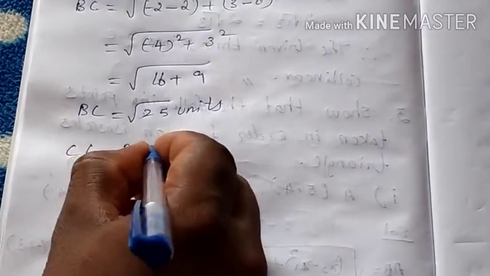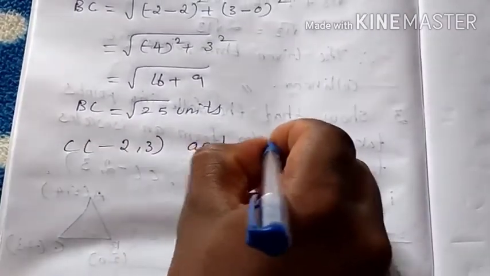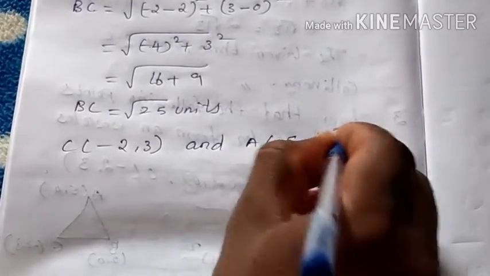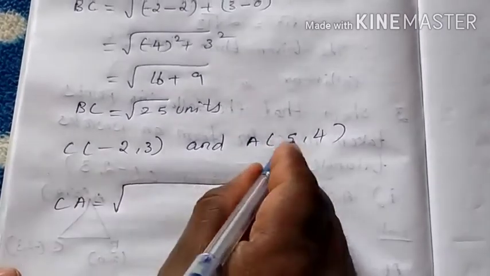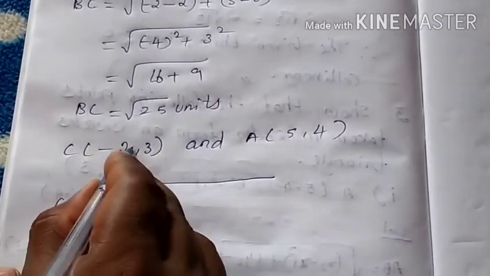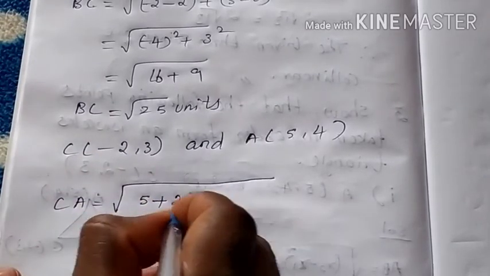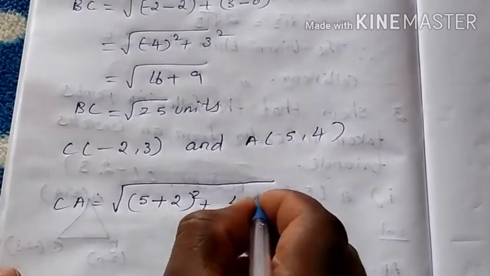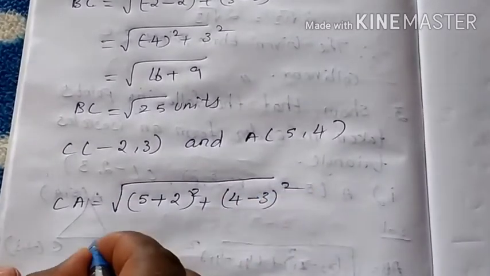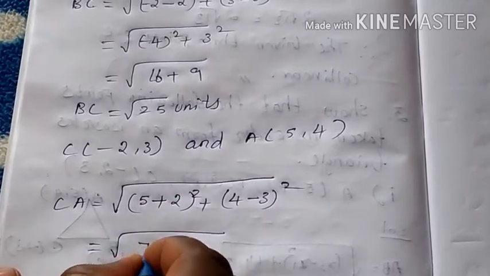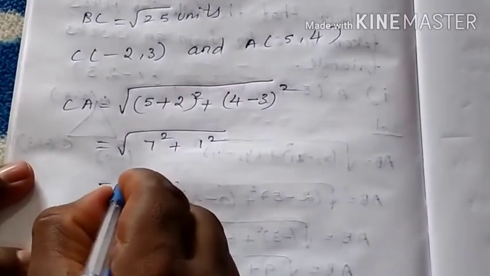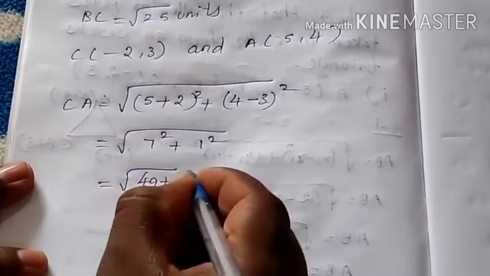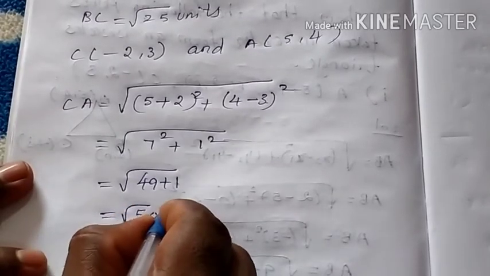Then check the CA. C value is minus 2 comma 3 and A value is 5 comma 4. The CA value is the square root of x2 value 5 minus x1 minus 2, so 5 plus 2 the whole square plus y2 value 4 minus y1 value 3 the whole square, which is equal to the square root of 5 plus 2 is 7 square plus 4 minus 3 is 1 square, which is equal to the square root of 7 squared is 49 plus 1 squared is 1, which is equal to square root of 50 units.